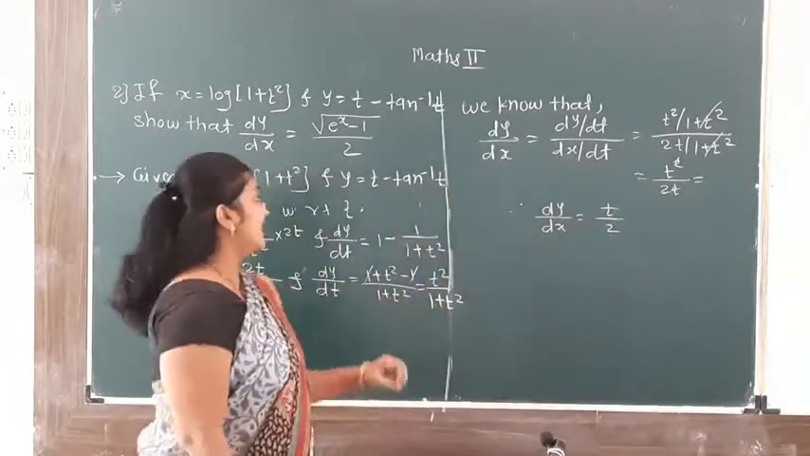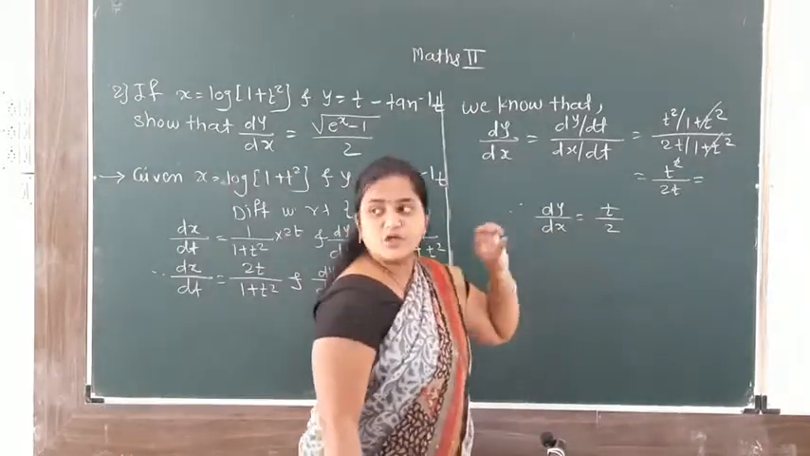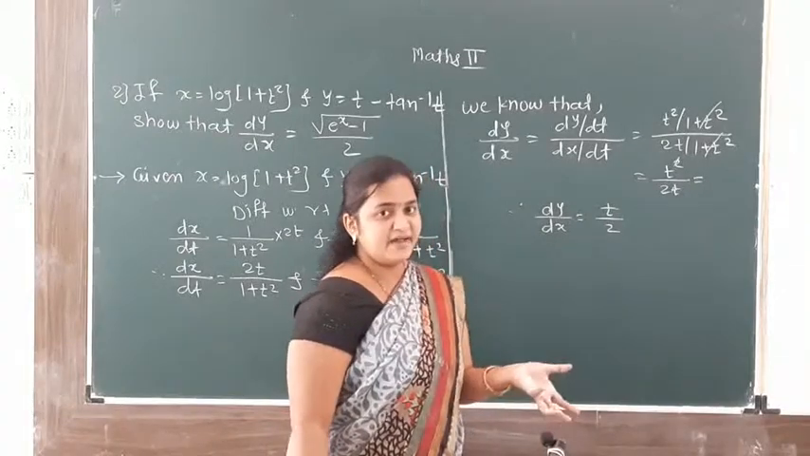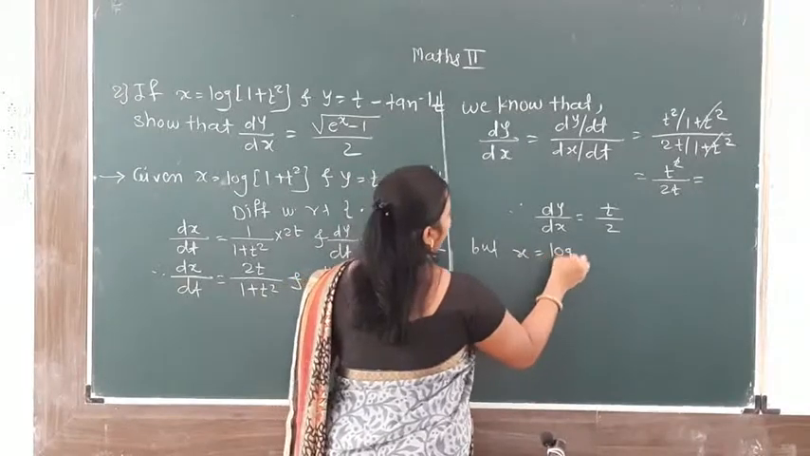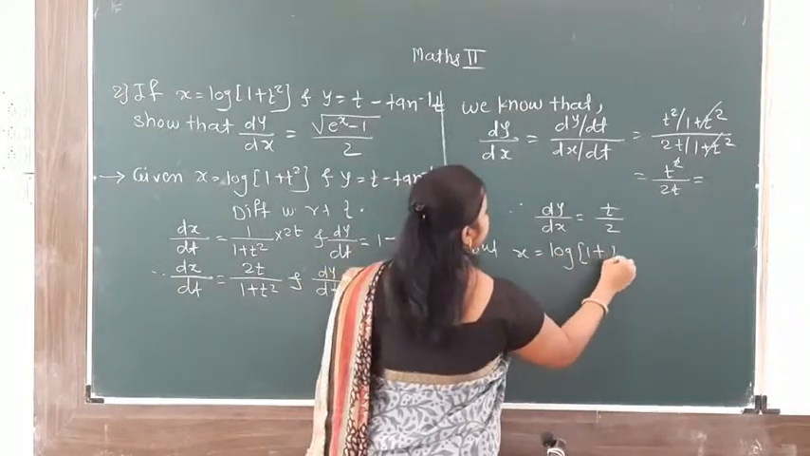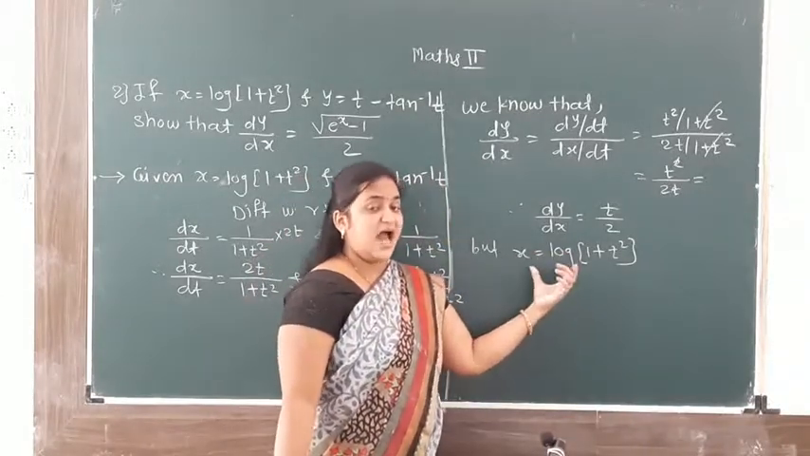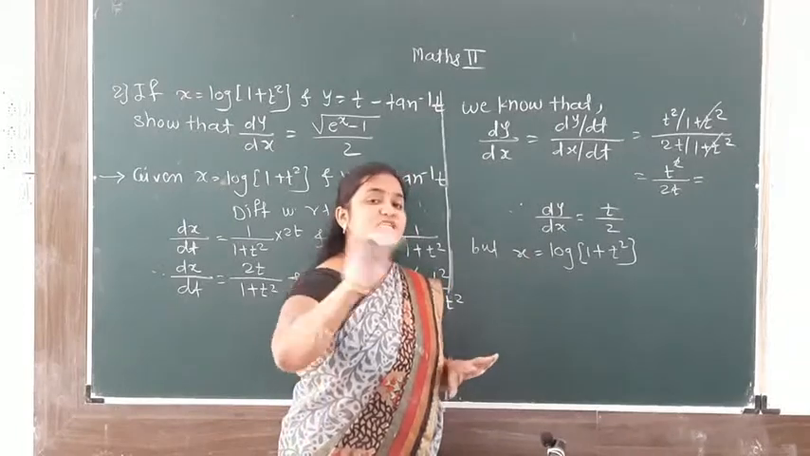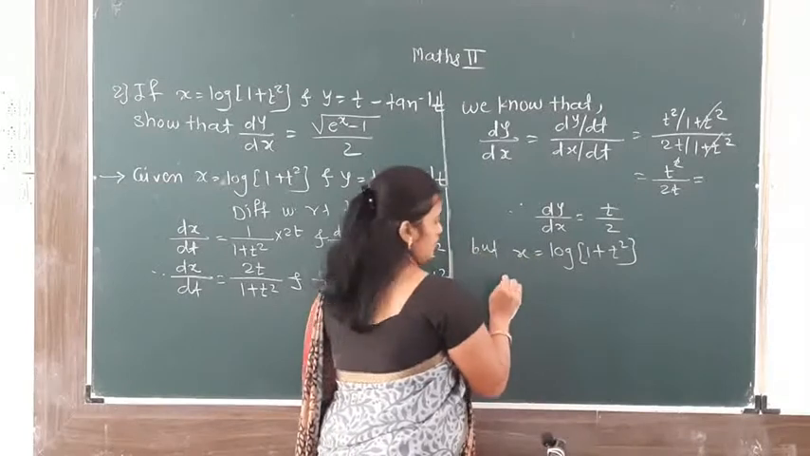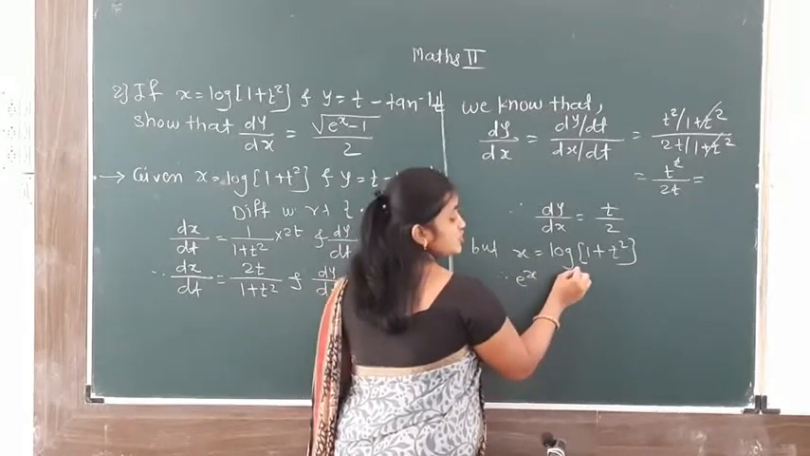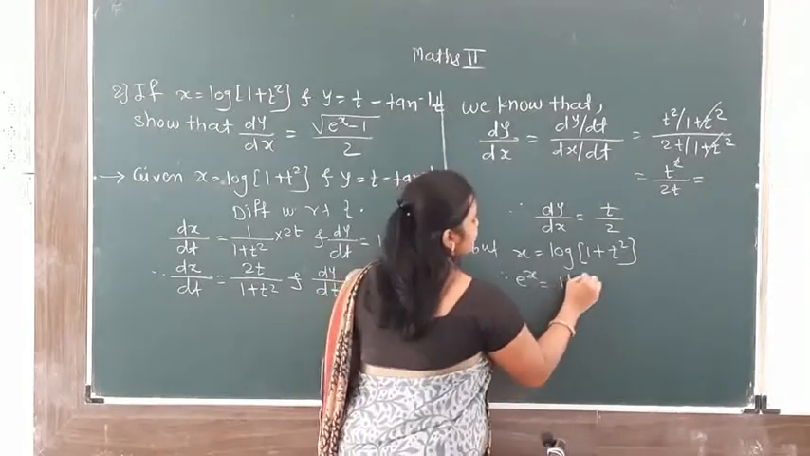But I want the answer in terms of x again, while the answer is coming in terms of t. So your aim is to replace t in terms of x. So what is your x? x is equal to log of 1 plus t square. Now here x is in logarithmic form. I want to convert this logarithmic term into exponential form. Whatever your base, the power of this base will be x, meaning e raised to x. Here there is no base written, so we consider the base to be e. So e raised to x is equal to 1 plus t square.